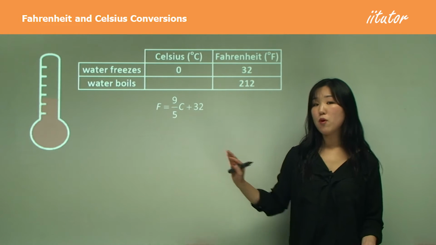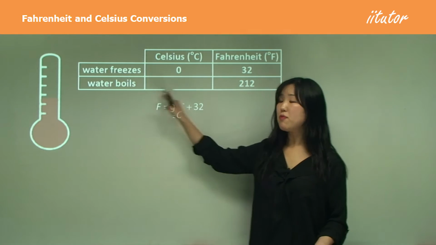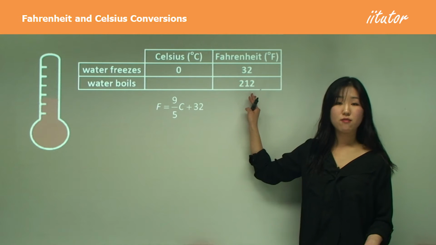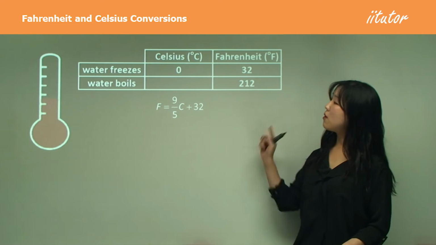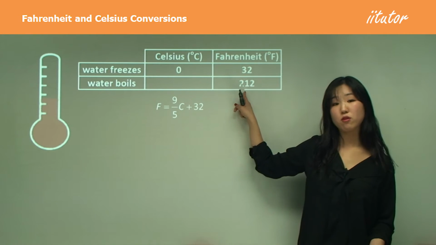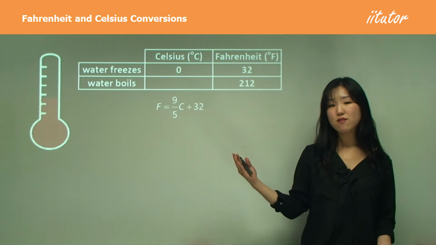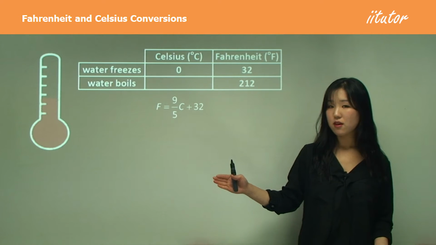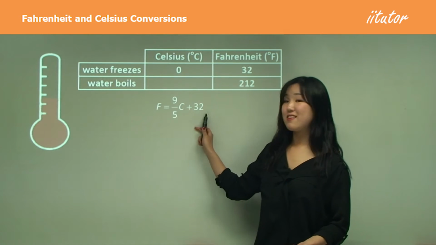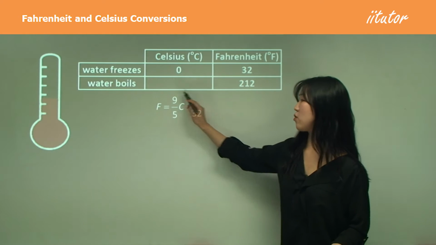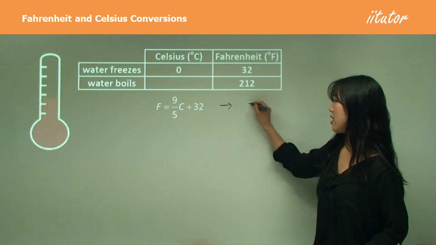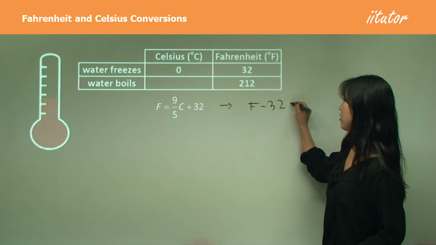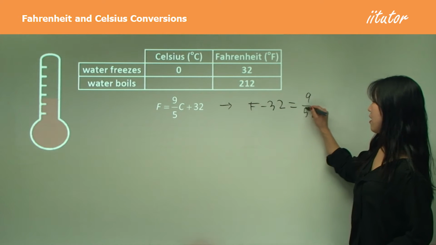Let's look at now when water boils. This time they actually give us the Fahrenheit value. Water boils at 212 degrees Fahrenheit. Now let's convert it to degrees Celsius. All I'm going to do is make C the subject here. You subtract away 32, so you get F minus 32, and we're left with 9 over 5 C.